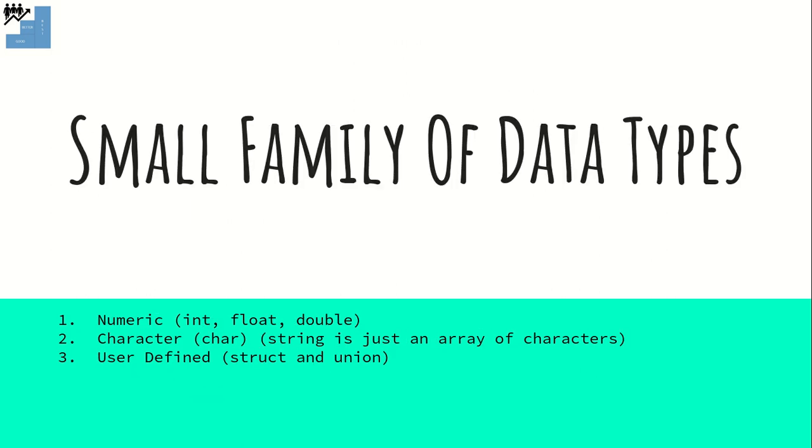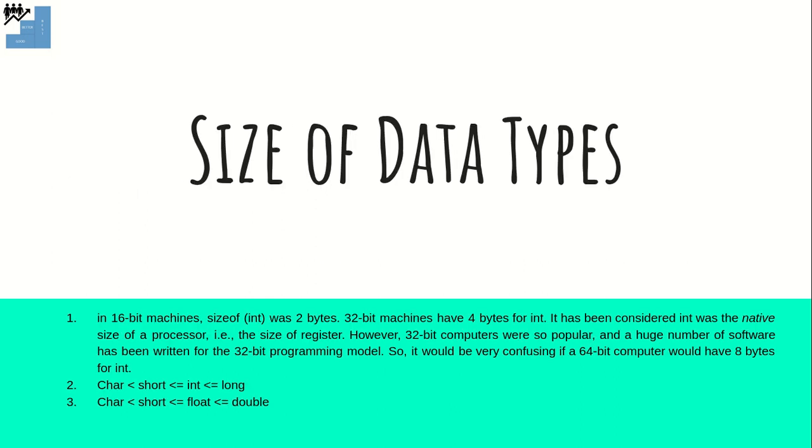Now coming back more to C based discussion. So C has a very small family of data types, which is numeric: int, float and double; character, which is just a single character, and multiple characters, which is a character array, make a string data type; and user defined data types, which are struct and union. Struct and union we will not be covering in this particular video. Okay.